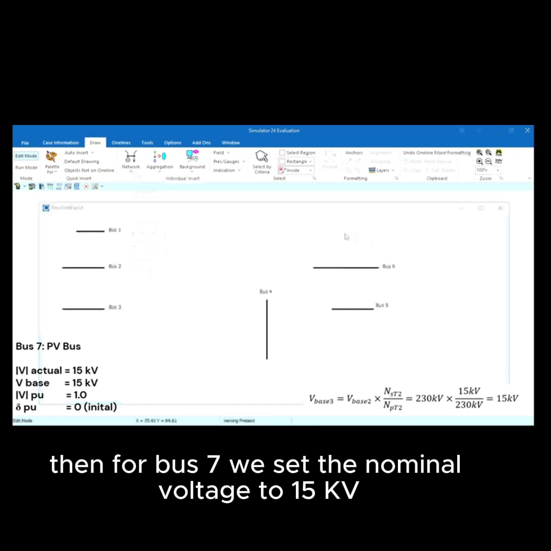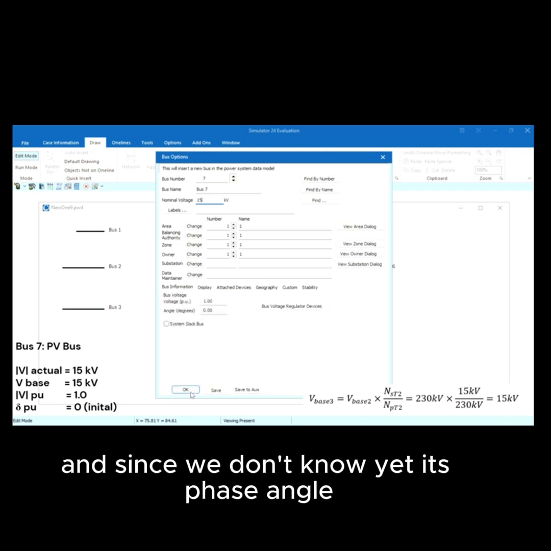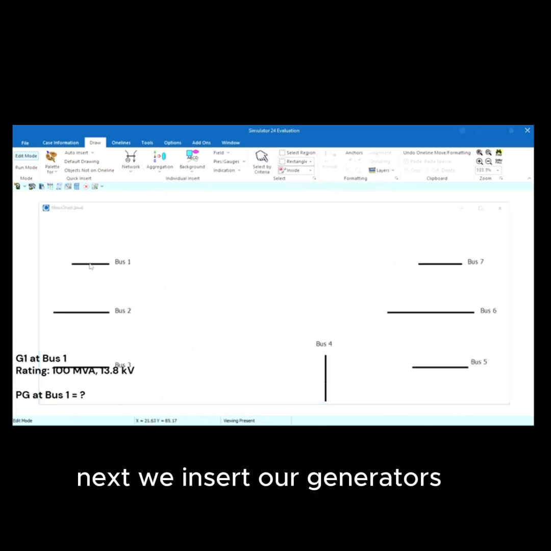Then for bus 7, we set the nominal voltage to 15 kV. We calculate the absolute voltage PU as 1.0 as shown here, and since we don't know yet its phase angle, we can just set it as 0 degrees as our initial value. Next, we insert our generators.